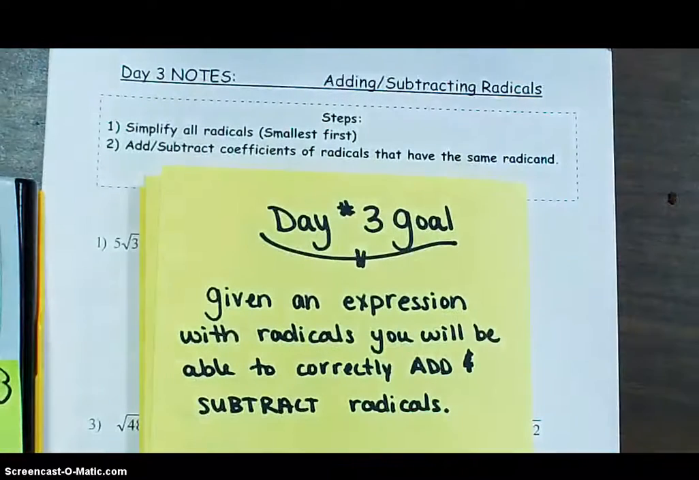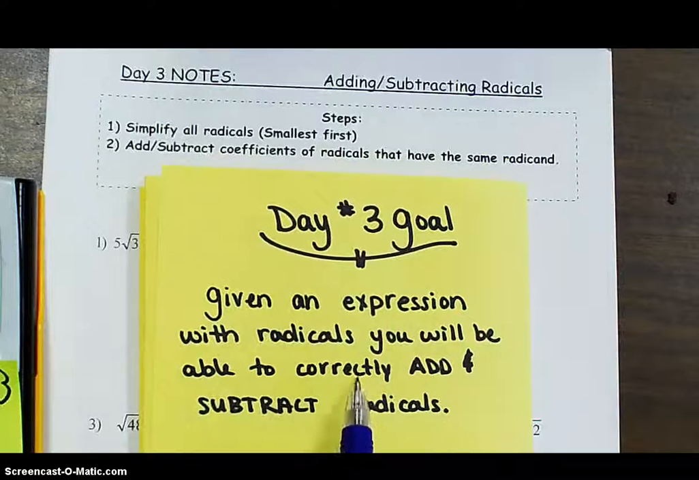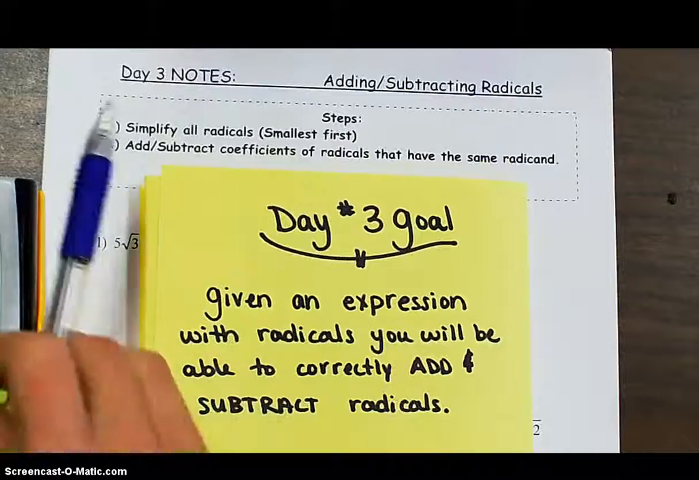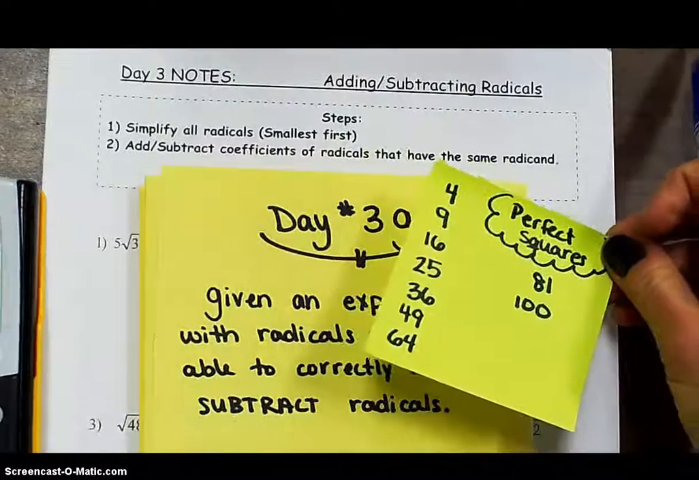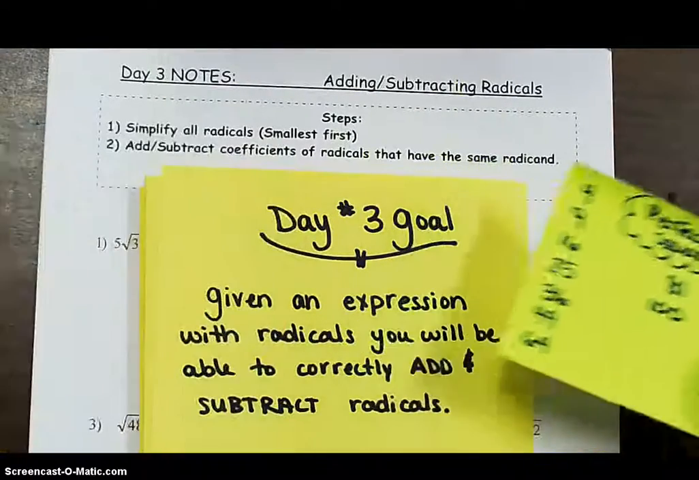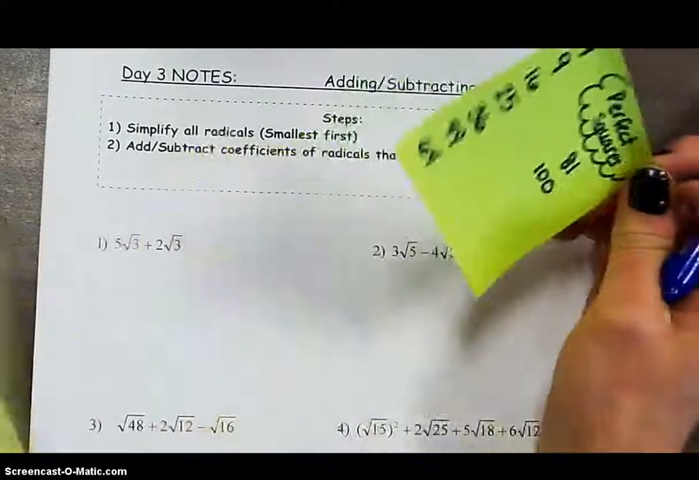Welcome back to day 3 of our radicals unit. Today, our goal, given an expression with radicals, is that you will be able to correctly add and subtract the radicals. For today's lesson, you're going to need your list of perfect squares and your calculator. So let's have both of those handy and let's get started.